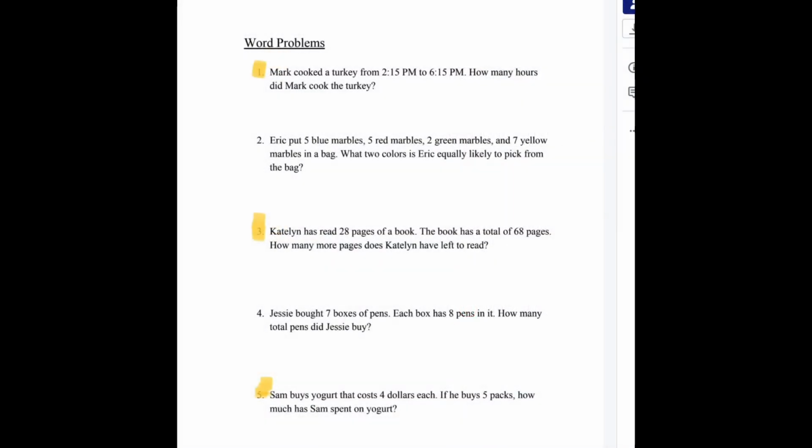Now we're going to word problems. So the first one says Mark cooked the turkey from 2:15 p.m. to 6:15 p.m. How many hours did Mark cook the turkey?